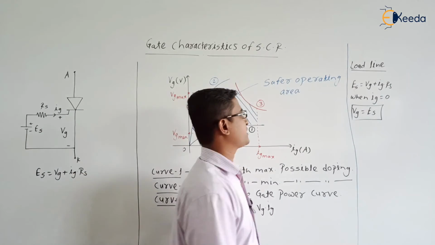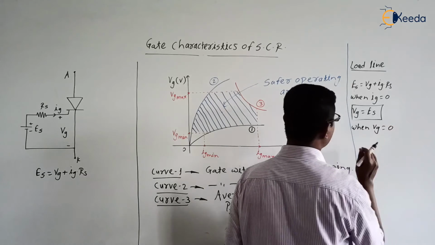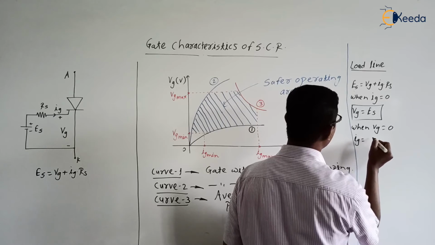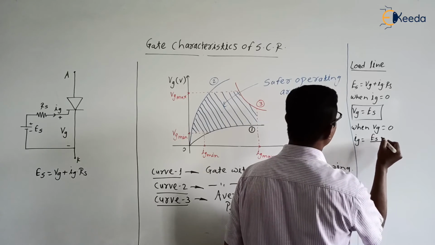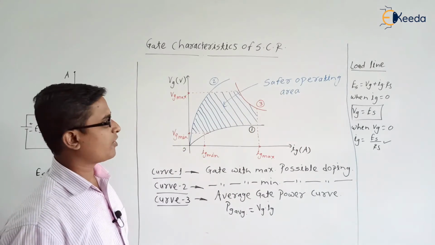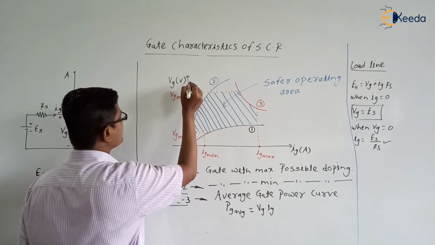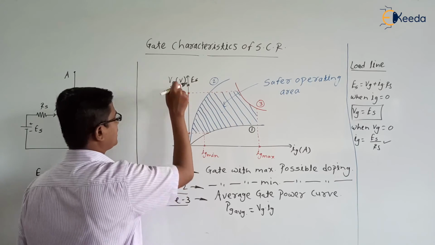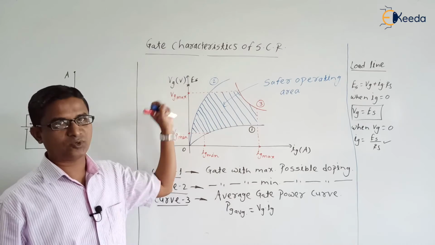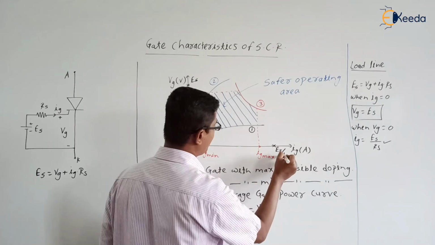Next, when Vg is equal to 0, what is Ig? Can we write Ig is equal to Es by Rs? So from this, we can draw Vg equal to Es. Suppose this is Vg equal to Es, means this is Es. Corresponding to this point, Ig is 0, so that's why I indicated the point here. Next, the second one is Es by Rs. So suppose this is the point Es by Rs.